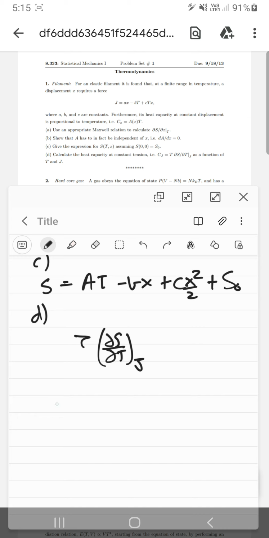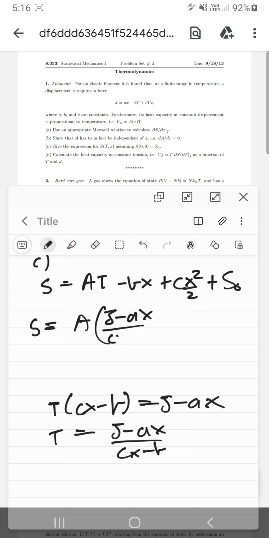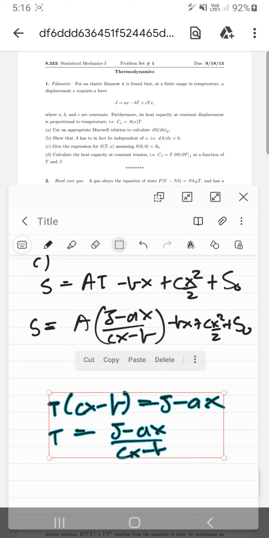So what do you have? Just t times cx minus b, that's equal to j minus ax, right? So t is just j minus ax upon cx minus b, and now putting that in there, you just have capital A times t. So essentially you have s as a function of t and x, but you can also write s is equal to capital A times j minus ax upon cx minus b, minus bx plus cx square by 2 plus s naught. All of that is there, but now you just have it as a function of j and x.